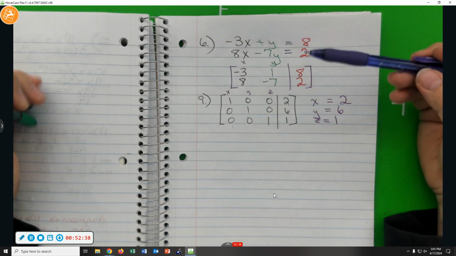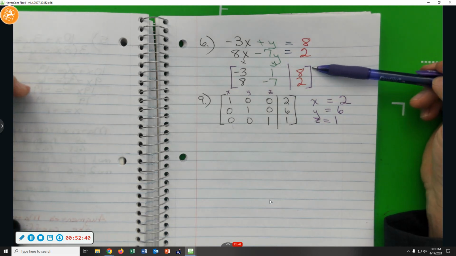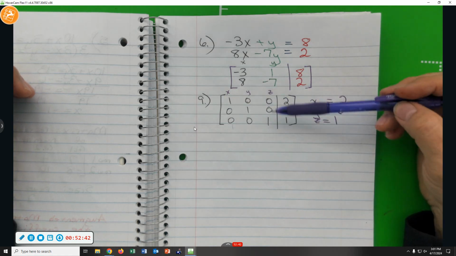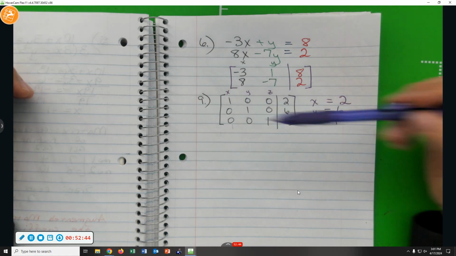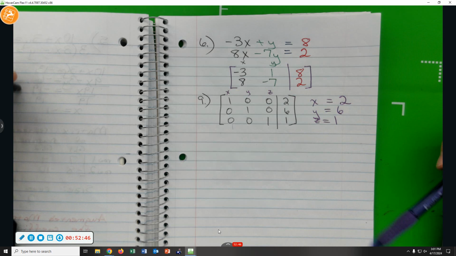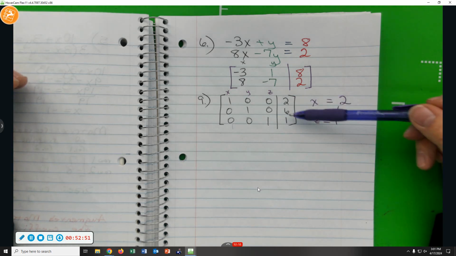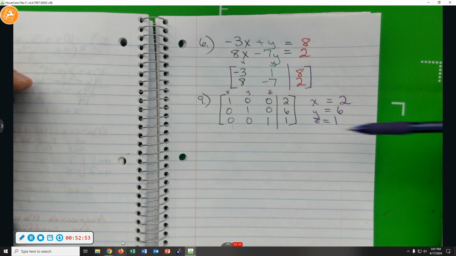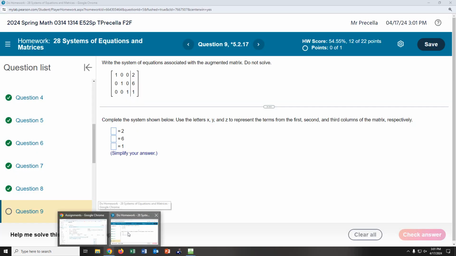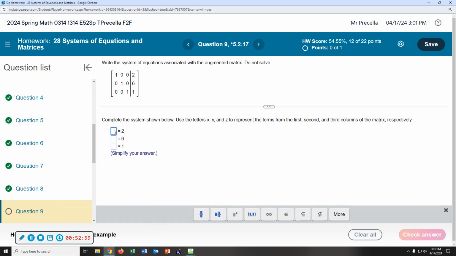So taking an augmented matrix and getting ones down the diagonal, zeros above and below, that's called reduced row echelon form. If you can do that, then these numbers over here on the right are the solution to the system. And we see that in detail in Math 1324 and linear algebra.